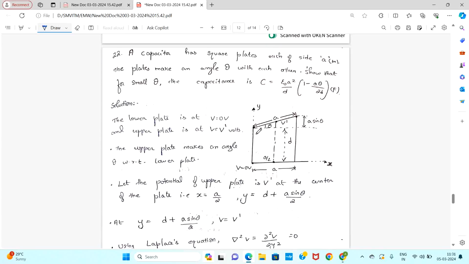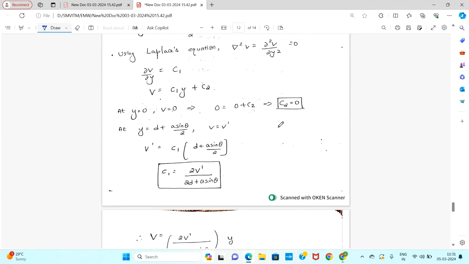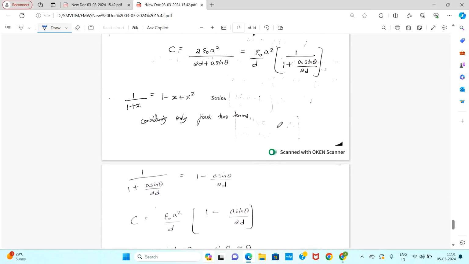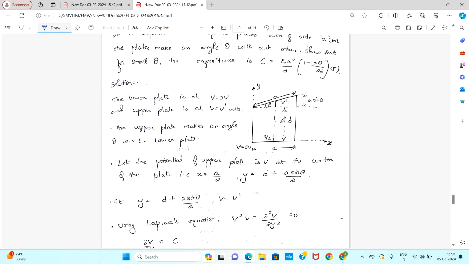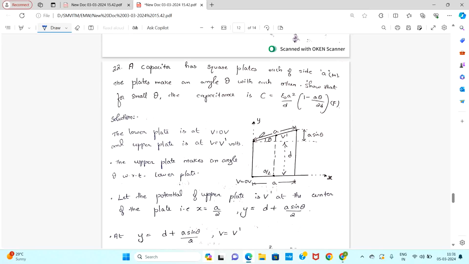Coming to the last question, it is slightly different. It's not like a proper numerical, but it is a derivation kind of problem. So with this we'll be finishing the capacitance problems.